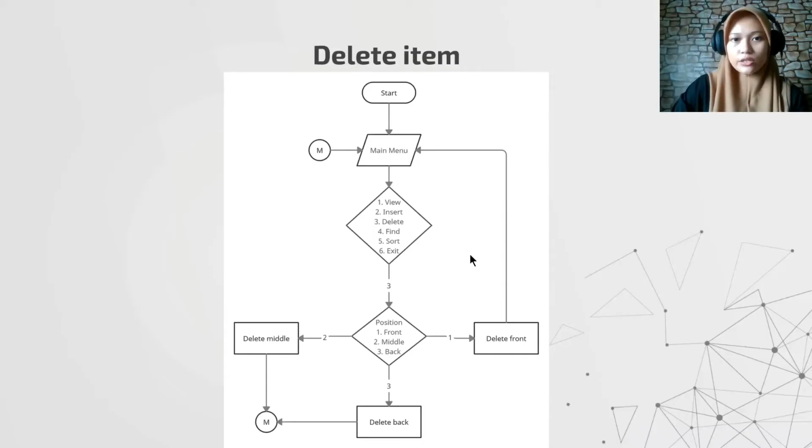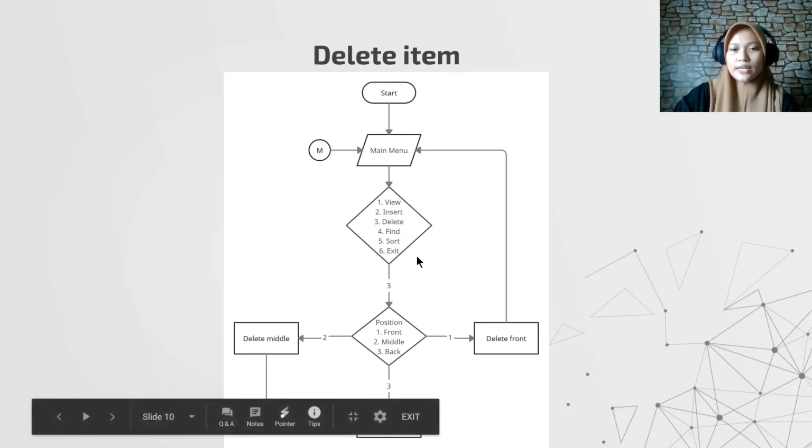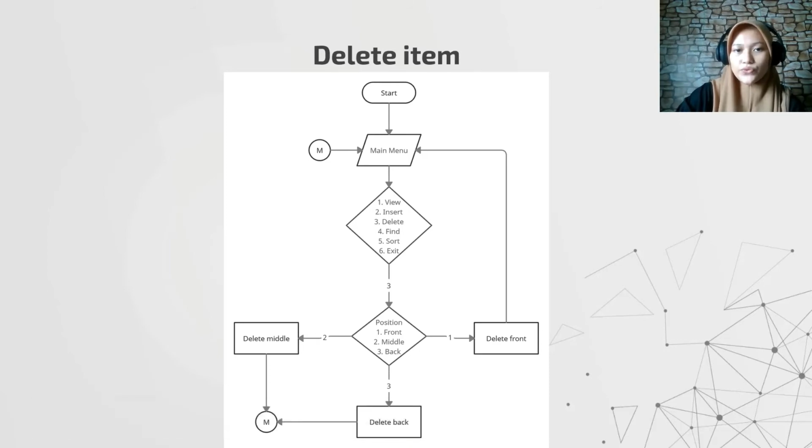Okay, next I'm going to show you the flowchart to delete the item. So we'll start with the main menu, which will show the user the options that they have. For the delete function, they have to press 3. The process for delete item is the same as the one in insert item. The difference is that one is for delete and the other one is for insert.